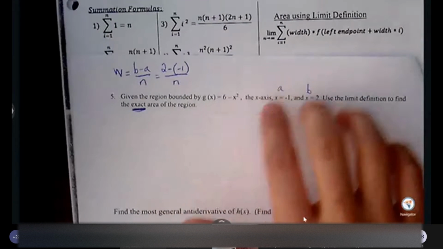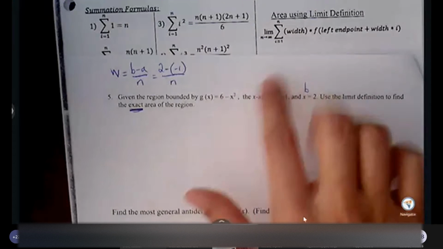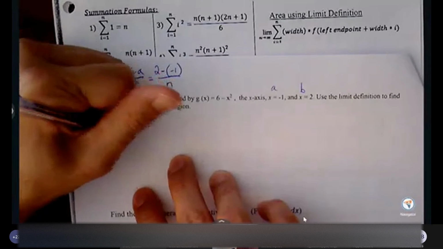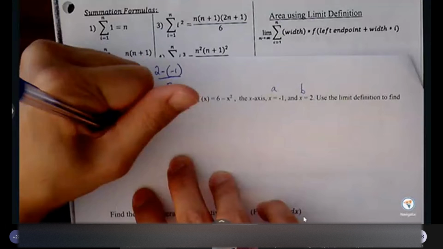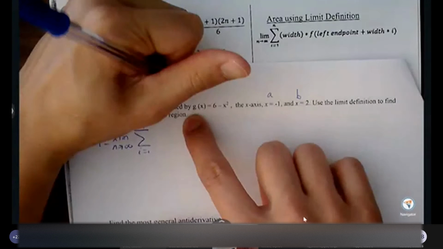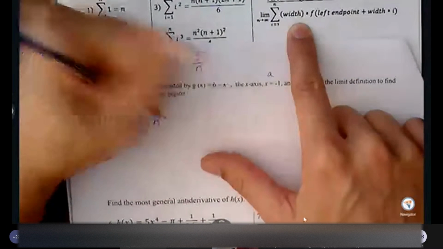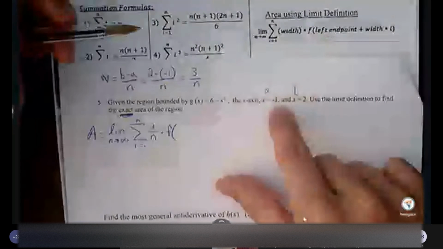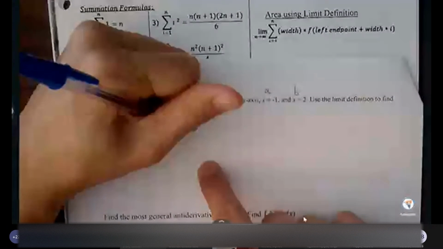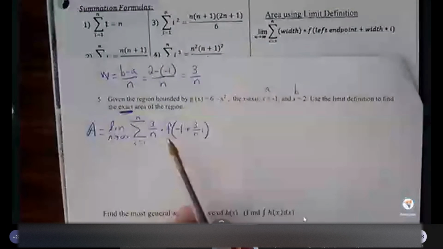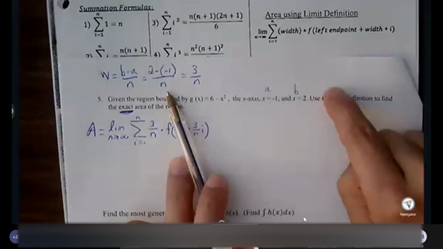Okay, so now we're just going to use our area formula and the limit definition and insert the information that we have for this problem. Let's put the width. Okay, insert the height. So left endpoint, we start at -1. All right, do we have any questions how we got from here to here to here?